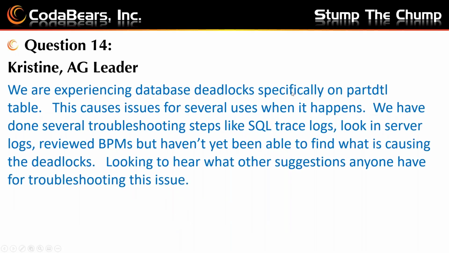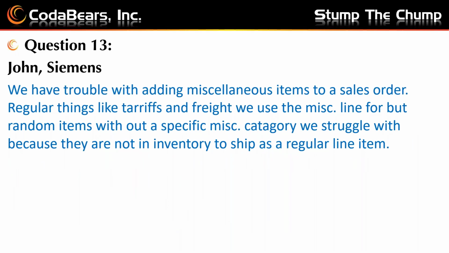Awesome. Next one came in. I think I just skipped over John. John at Siemens asks: we have trouble with adding miscellaneous items to a sales order, regular things like tariffs, freight. They use a miscellaneous line, but for random items without a specific miscellaneous category, they're struggling because they're not in inventory to ship as a regular line item.